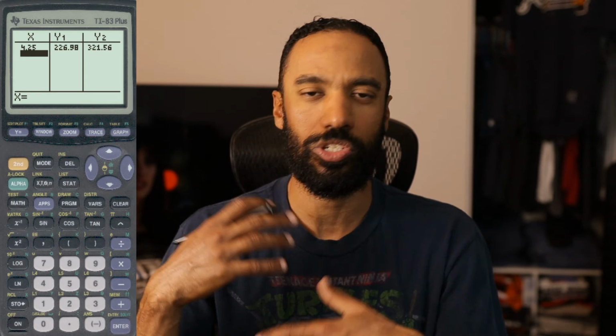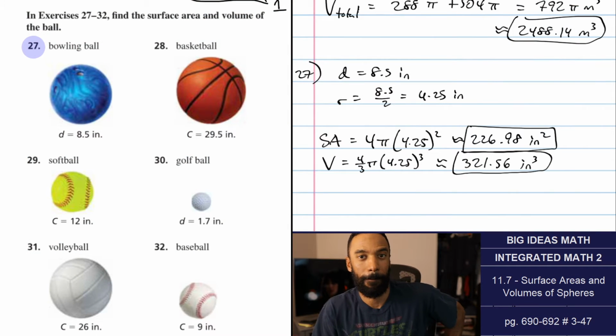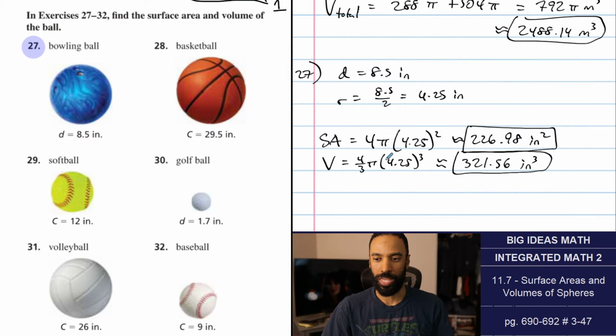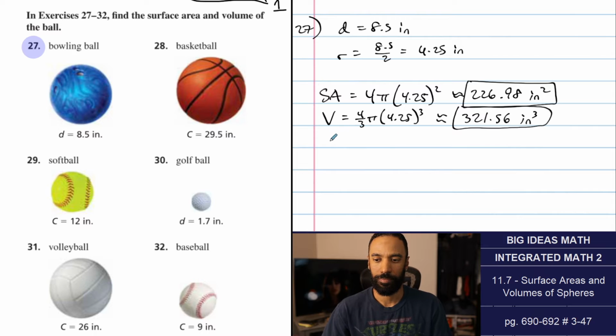Anything that's y2 is the answer for volume for this. So the previous question, number 27, these are the numbers I should be getting: 226.98, 321.56. I'll plug them into there, so you wonder, how'd you get it so fast? That's how I'm going to get them that fast. But I'm still going to write out this, just not the exact answer necessarily.